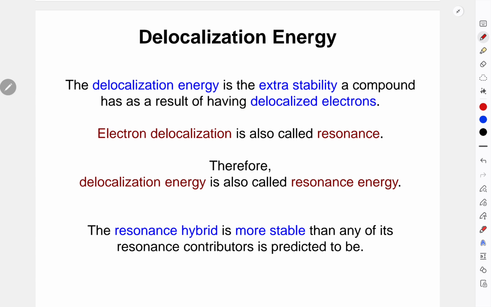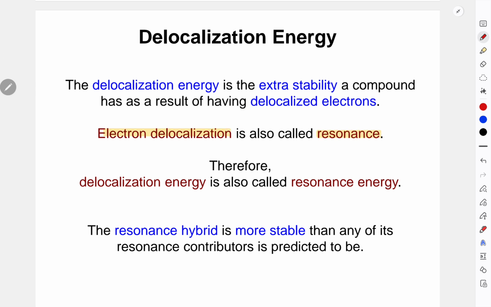The delocalization energy is defined as the extra stability that a given compound has as a result of having delocalization, to delocalize electrons, in other words. And electron delocalization is also called resonance. That's delocalization energy. It's also called resonance energy. So basically the same thing. Electron delocalization, resonance, basically the same thing. Delocalization energy and resonance energy are essentially the same.